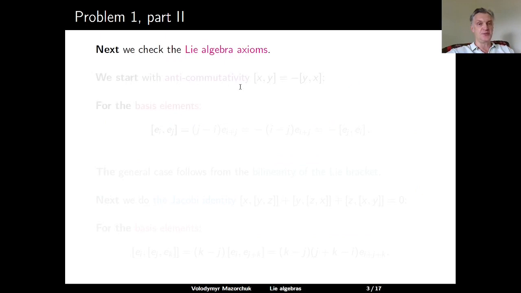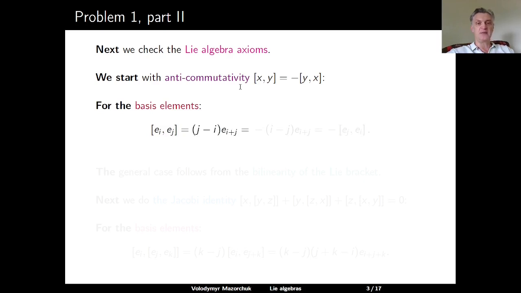Now let us check the Lie algebra axioms. We start with anticommutativity, which means that we need to check that the Lie bracket is anticommutative. So the bracket of x and y is equal to minus the bracket of y and x. Let us check it on the basis elements. The bracket of e_i and e_j is by definition (j minus i) times e_{i+j}. We can rewrite it as minus (i minus j) times e_{i+j}, which is by definition minus the bracket of e_j and e_i. So our bracket is indeed anticommutative on the basis elements.